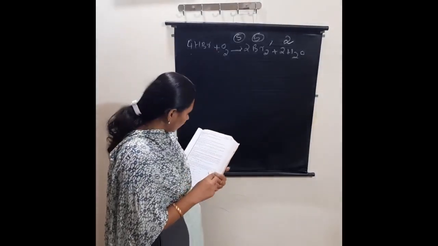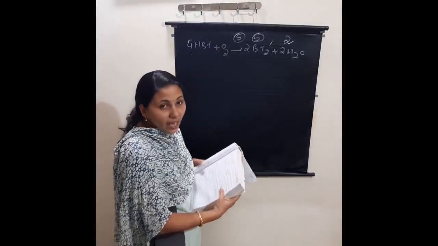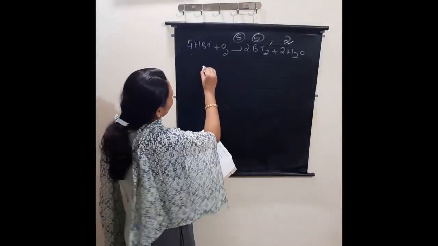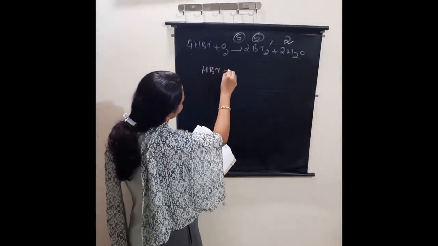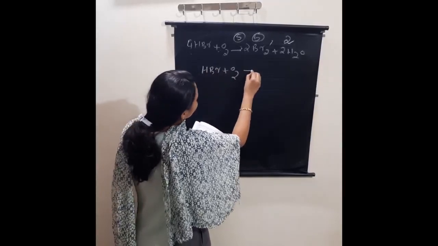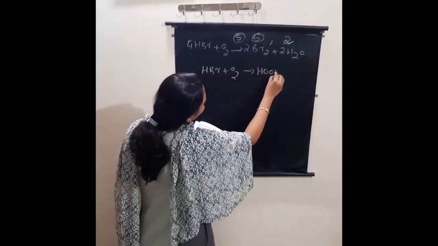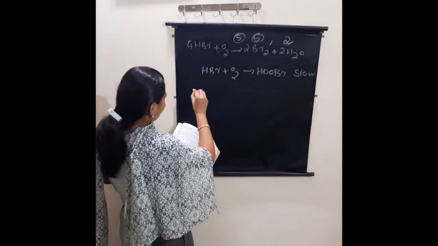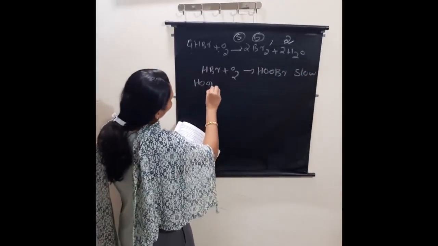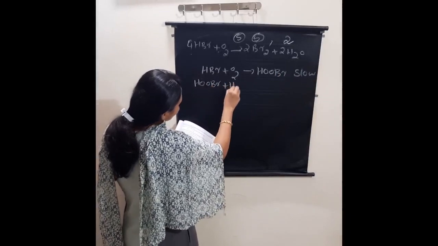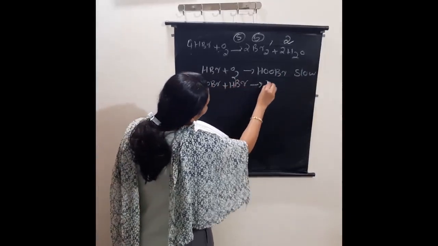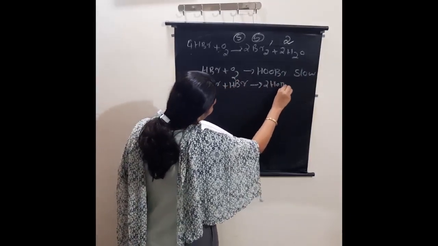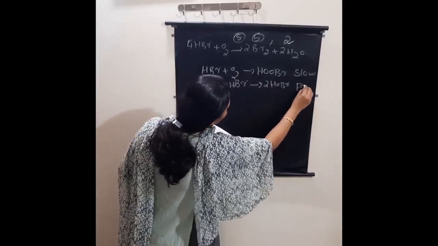So how we will write this reaction is, it is having 3 steps. Okay, so HBr plus oxygen gives HOOBr, and it is the slow step. Okay, and the second step is HOOBr plus HBr gives 2HOBr, and this step is the fast step.